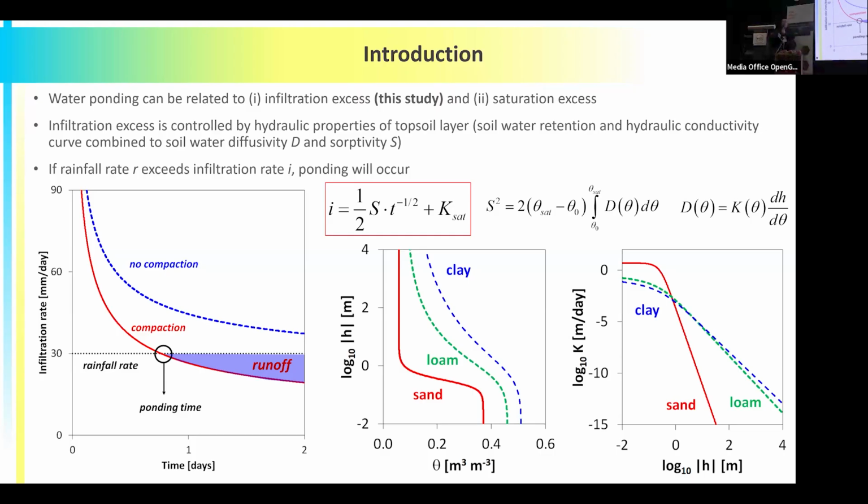So we can compute this infiltration capacity as a relatively simple property of the soil water retention curve and of the hydraulic conductivity curve. So we have two terms. One is related to the capillary properties, to capillary flow, and we have another term that is controlled by the saturated conductivity of the soil. So this is quite easy to compute. We can express this analytically when we know the hydraulic properties of the soil.